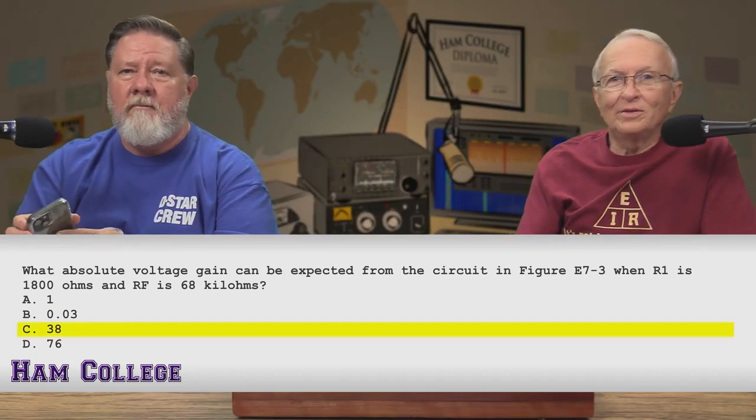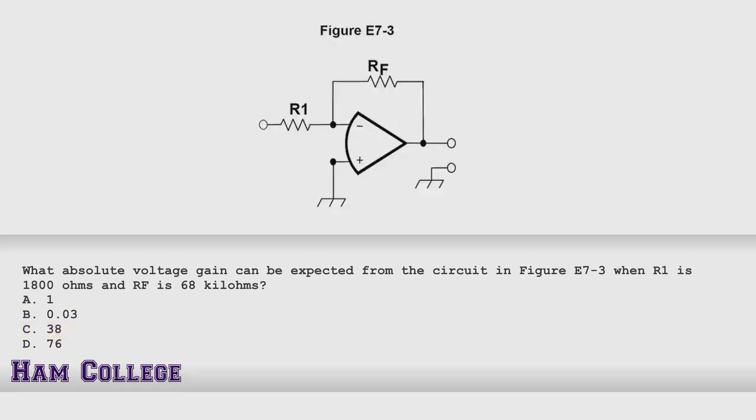Oh, it's not a good night for ciphering. Oh, I did it backwards. Oops. Rookie mistake. Feedback resistance divided by the input resistance. 38.